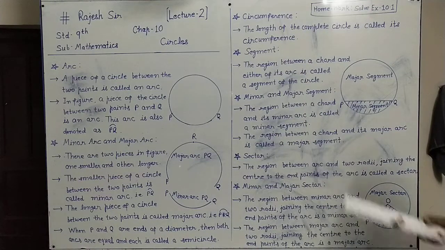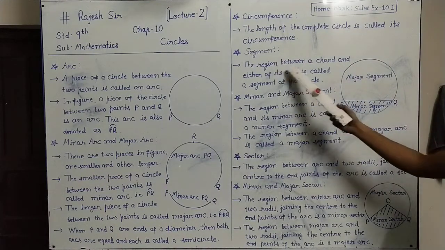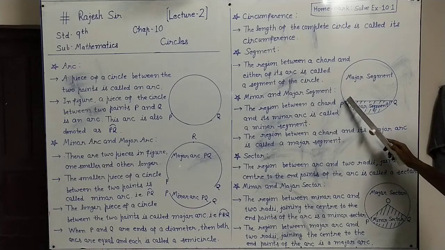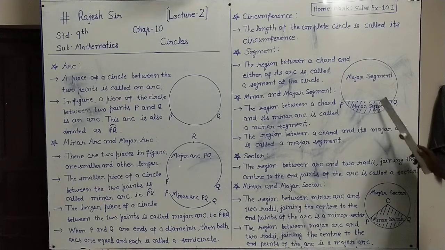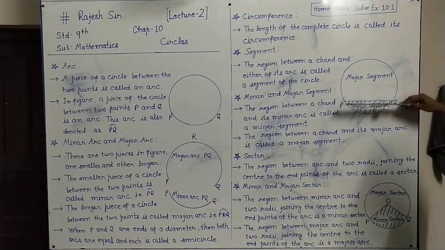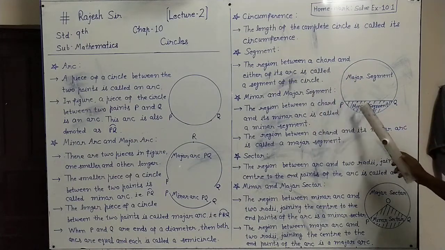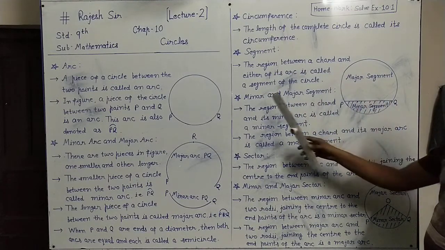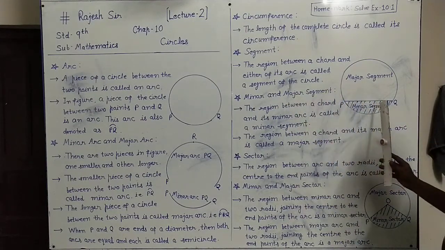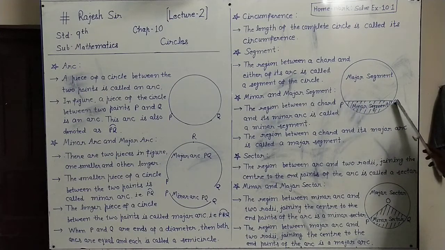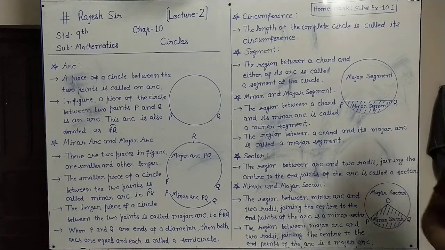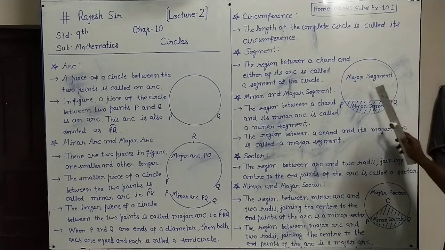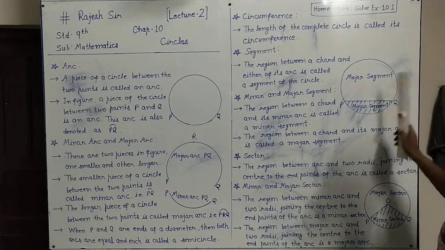Next is segment. We have to consider this figure for this. The region between a chord, this PQ is a chord, and either of its arcs, this side the minor arc, this side the major arc. The region between the chord and the corresponding arc is called a segment of the circle. In this figure you can see the minor and major segments. The chord and the minor arc together make the minor segment, and the chord and the major arc together make the major segment.